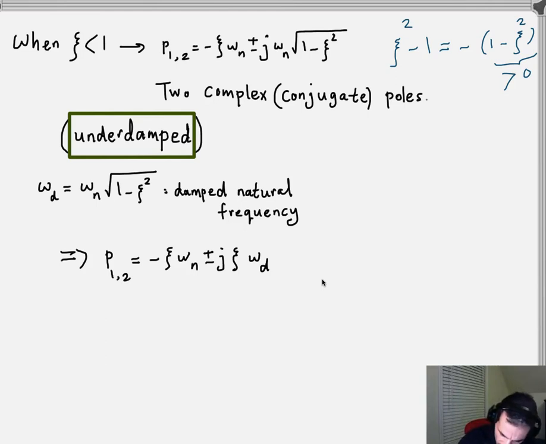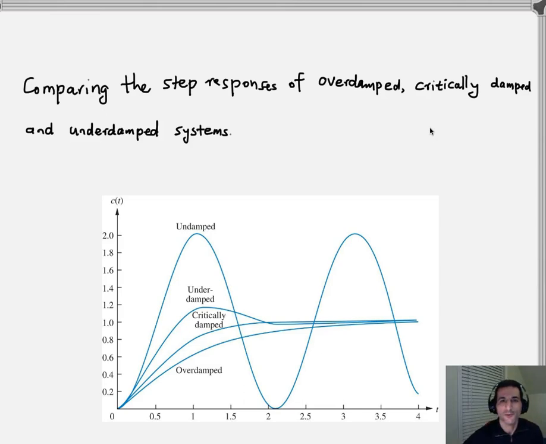So it's just going to be j omega t. That's going to be the location of your two poles: minus zeta omega n plus minus j omega t. Now, if you compare the step responses of overdamped, critically damped, and underdamped systems, and you also see here an undamped system. When you're dealing with an undamped system, this represents zeta equal to 0. So you're undamped, and therefore the response is just going to be oscillatory forever.